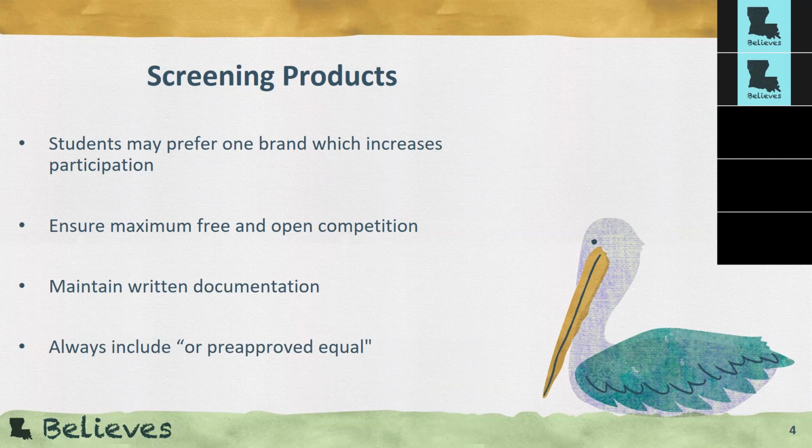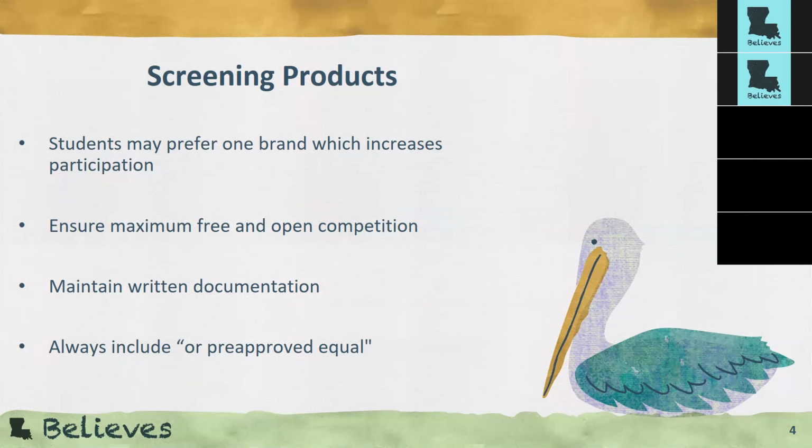The SFA needs to limit the use of brand specifications to items where the brand really does matter in acceptability and participation. One food that always comes to mind to me is pizza. SFA directors report that students prefer this brand of pizza over the other brand of pizza. And so they want to specify which brand of pizza they want to use.